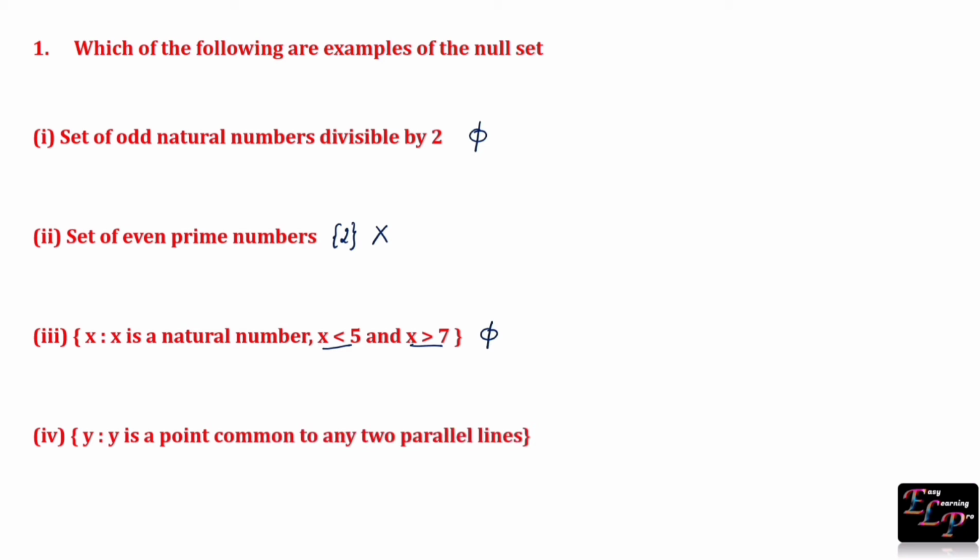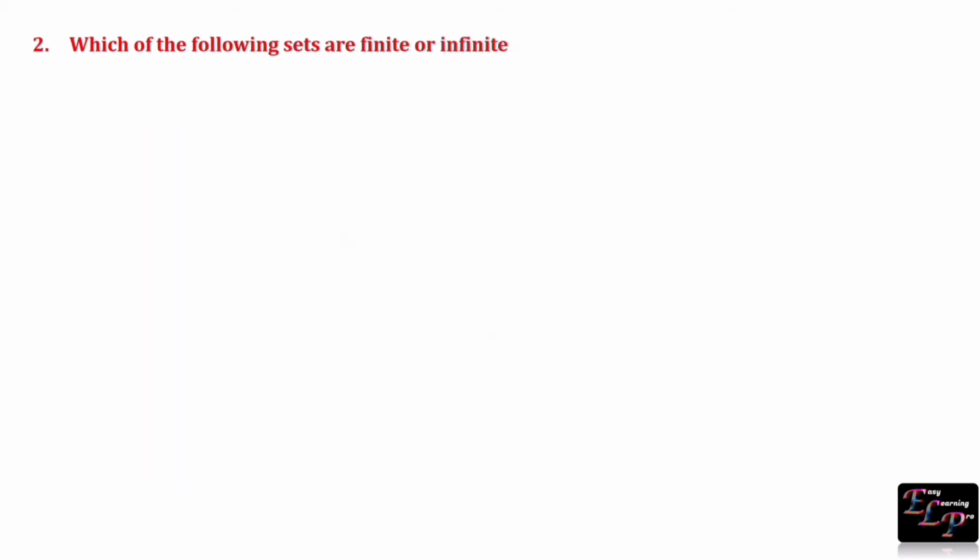Y is a point common to any two parallel lines. Consider two parallel lines. These lines never meet. So there is no common point. Hence this is a null set. Next question. Which of the following sets are finite or infinite?